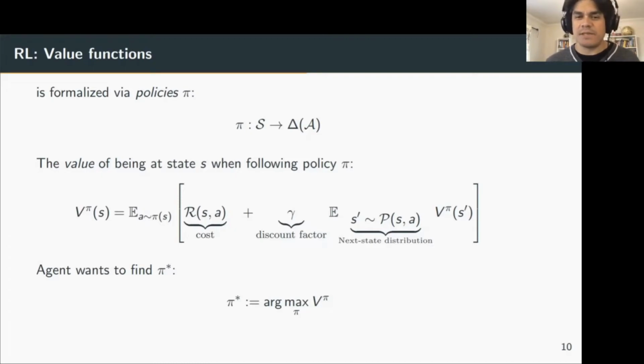To unpack this a little bit, we sample S prime from our transition dynamics P, and then we look at the value of that next state S prime under the particular policy pi, and we multiply this by a discount factor gamma. This is meant to encourage minimizing costs in the short term and not waiting too long to receive rewards or minimize cost. Ultimately, the agent is trying to find the optimal policy pi star, which is the argmax of this value function V pi.